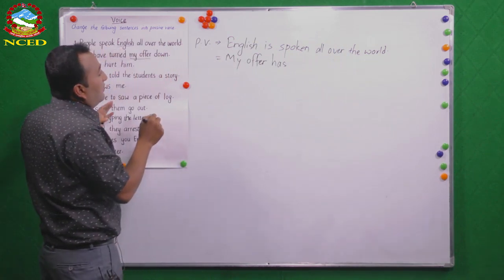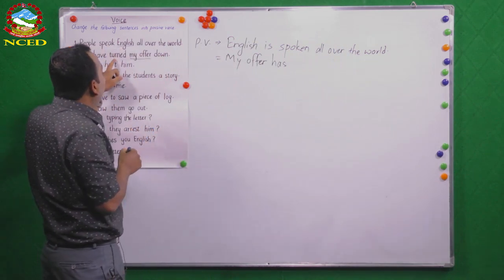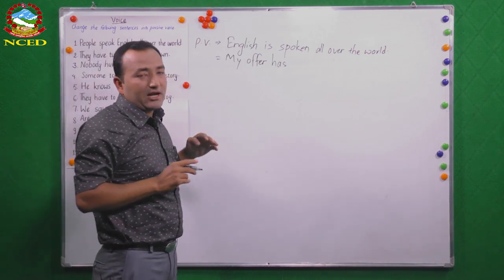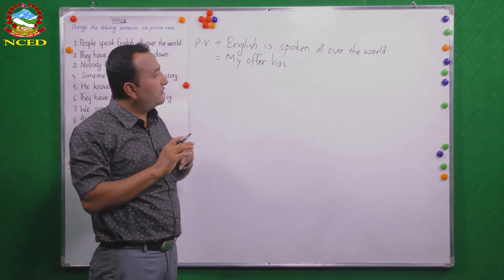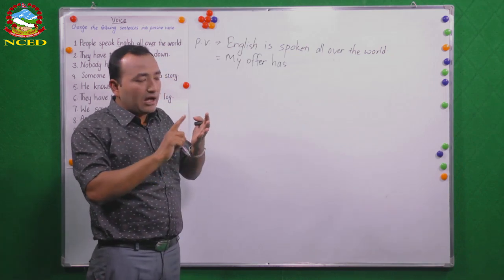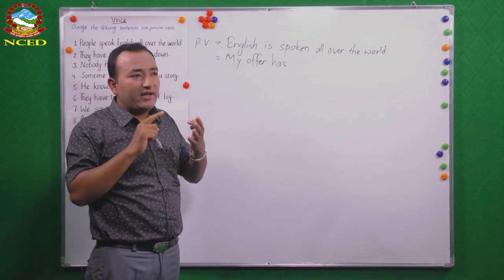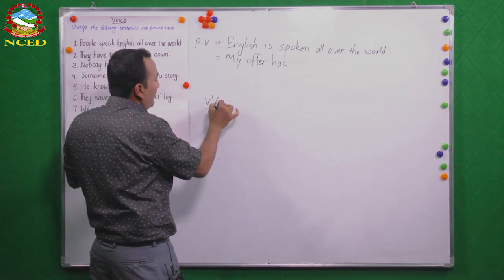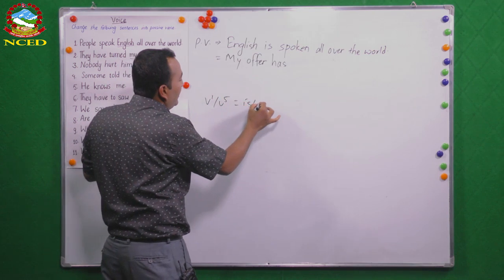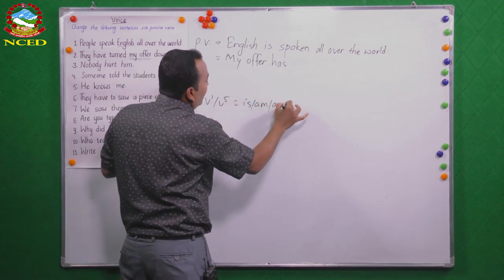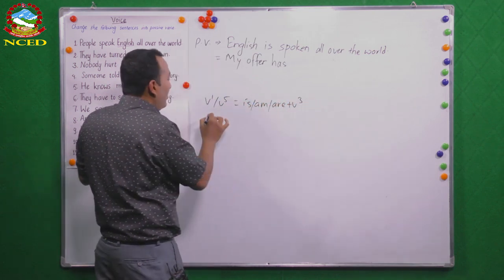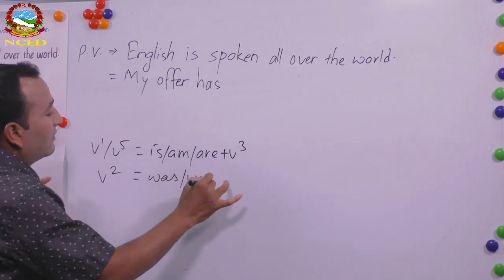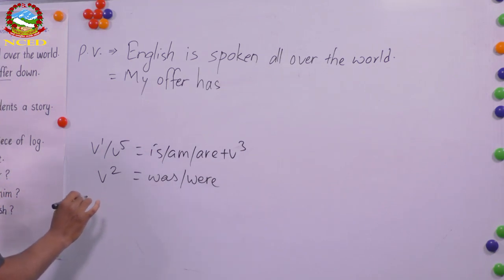My offer has. Now when there is a past participle, in the last class also I had shown you how we use be verbs. When there is verb 1, we use is, am or are plus verb 3. Last time also I told you, when there is verb 2, we use was, were. There is always verb 3 in passive voice, remember?